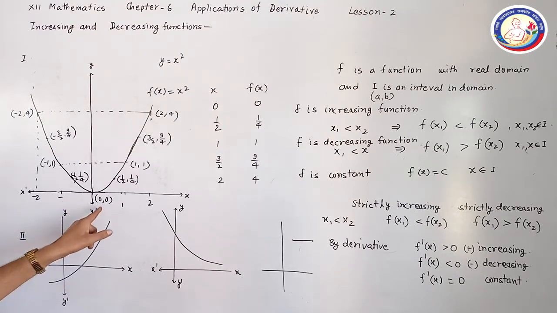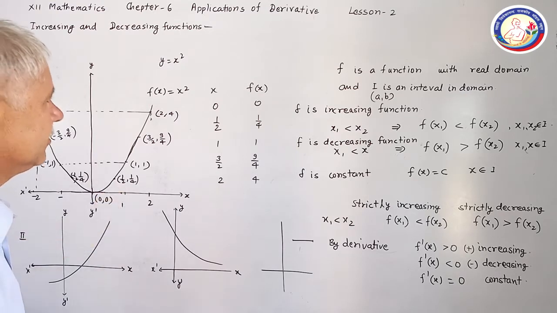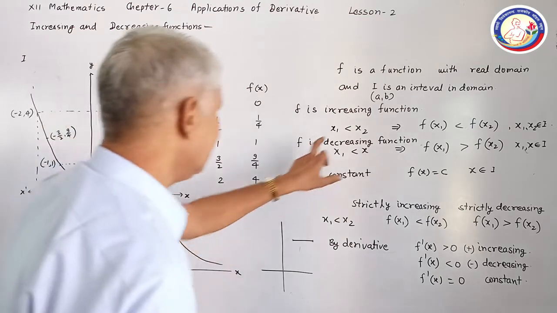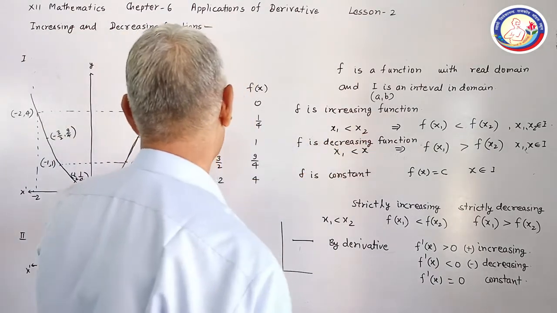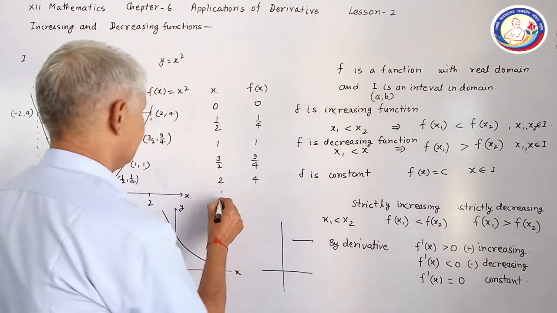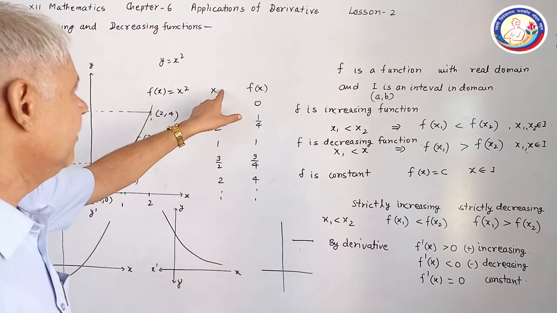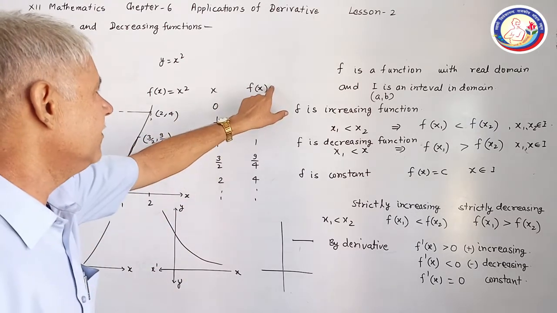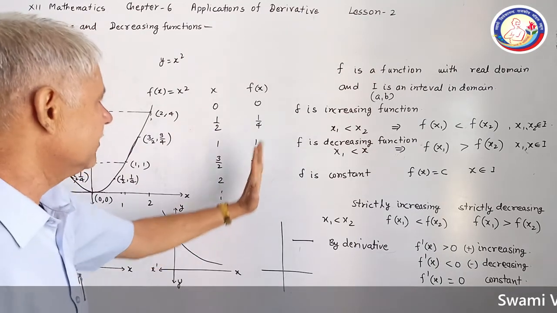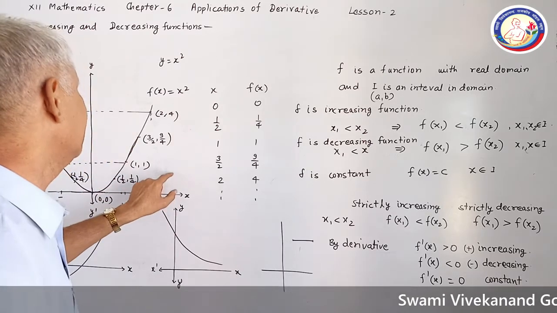For every pair of x1 and x2, say x1 and x2 are two values of x, and x1 is less than x2, in this way 0, 1 by 2, 1, 3 by 2, 2 and so on. For this part, if the value of x increases, then the value of function also increases. It shows that this function is increasing in this part from 0 to infinity.